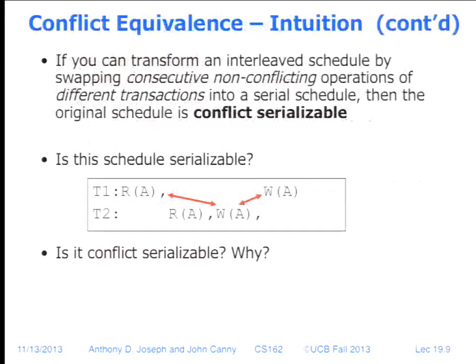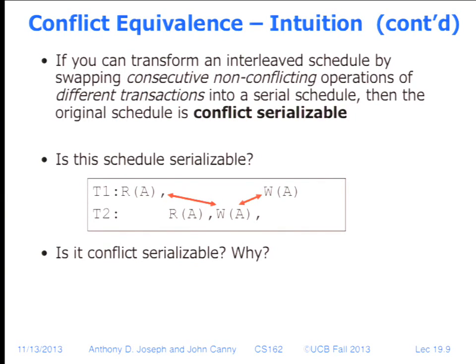Oops, sorry. I've actually just shown two of them there, because as soon as I have these two, you can see that it's impossible for me to push this write here before the other write. That would change the outcome. So that means it's impossible for me to complete T1 before T2.